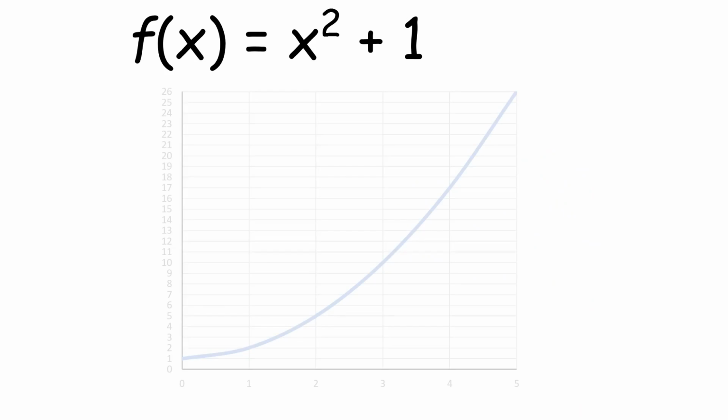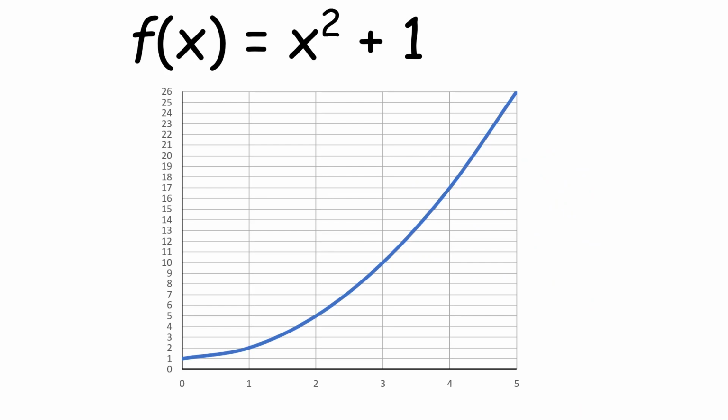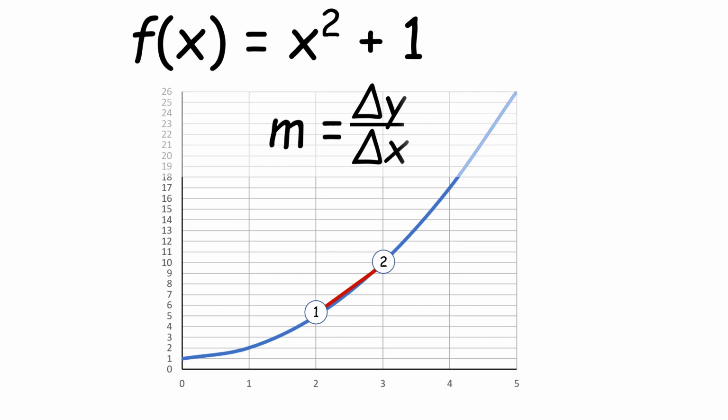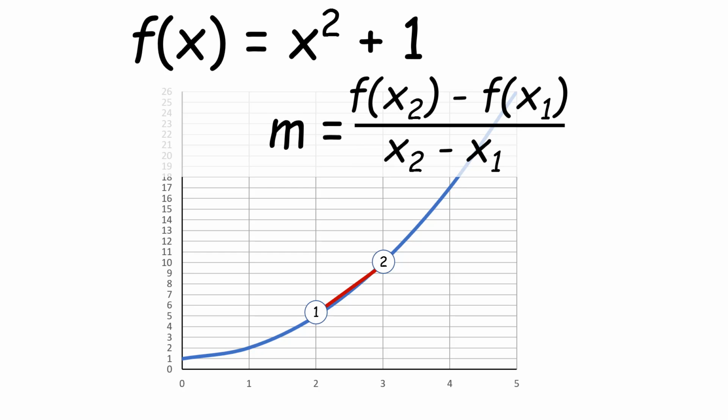So here's a function and its graph. Now we know that we can find the slope for a section of the graph by choosing 2 points and creating a straight secant line between them. To calculate the slope of the secant line, we divide delta y by delta x, which is really just a fancy way of saying we divide the difference in the y values by the difference in the x values.